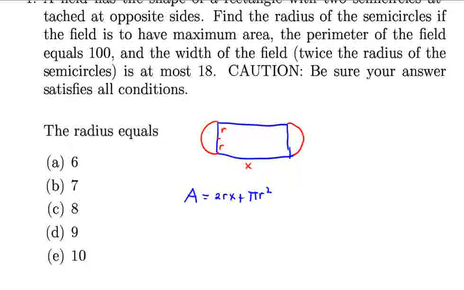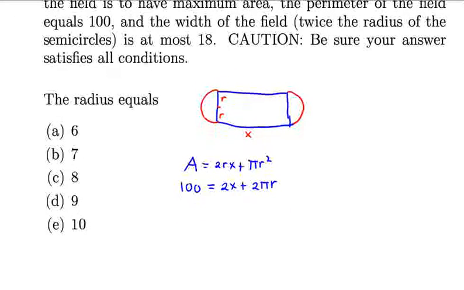Now we want to write A as a function of one variable only. To do so we need another piece of information. So here we use the information that the perimeter of the field equals 100. Let us count the perimeter of this field. 100 equals 2x plus, what is the circumference of a circle? The circumference of a circle with radius r is 2 pi r. So here we have pi r, and here we have another pi r. So we have 2 pi r.